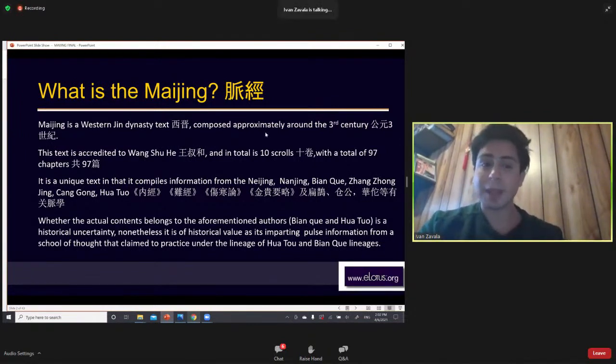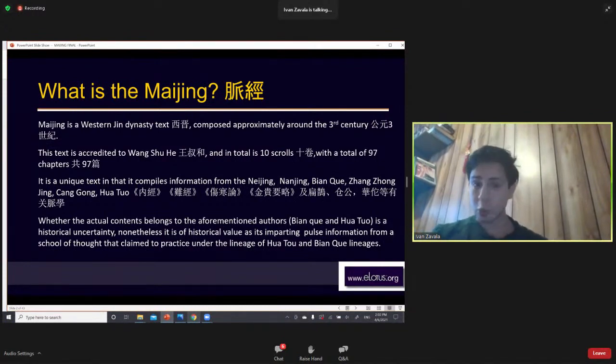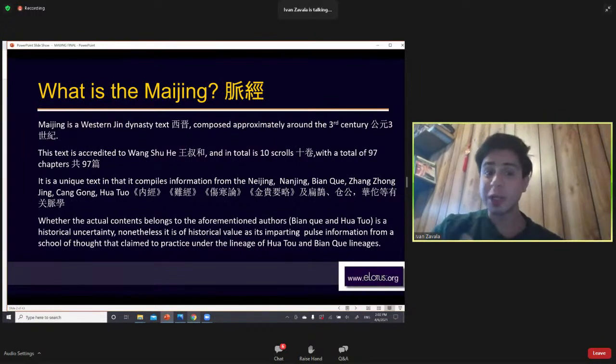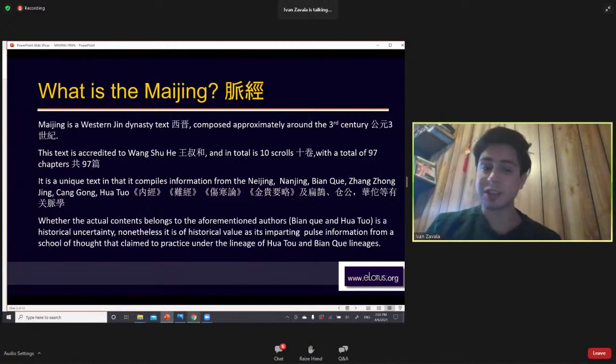So anyways, to get to what you're here for, what is the Maijing? Maijing is a Western Jin Dynasty text, right? So after the Han Dynasty appears the Jin Dynasty, composed approximately around the 3rd century. This text is accredited to the author Wang Shehe, and is in total 10 scrolls with a total of 97 pian, or chapters. It is a unique text in that it compiles information from a variety of sources, including the Neijing, the Nanjing, and other authors, such as famous doctors Bianque, Zhang Zhongjing, Cang Gong, and Huatou.